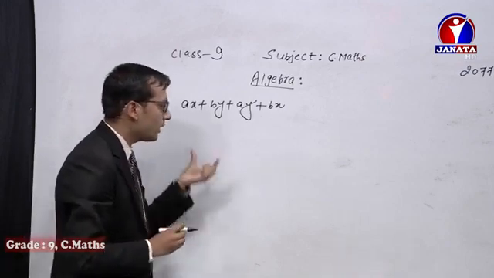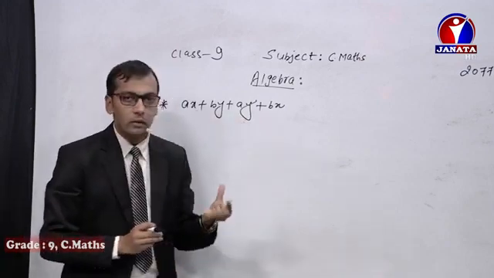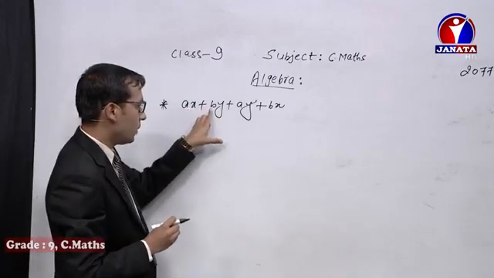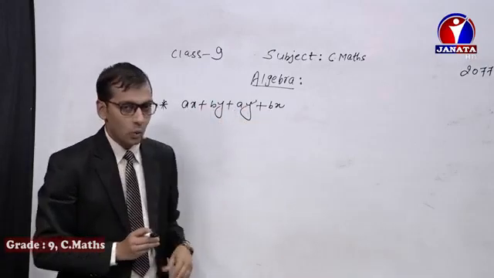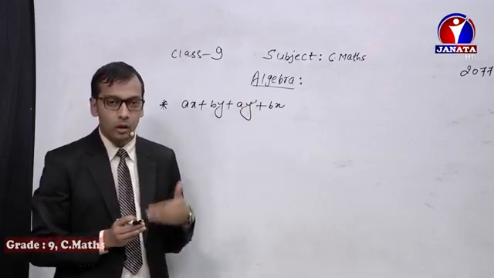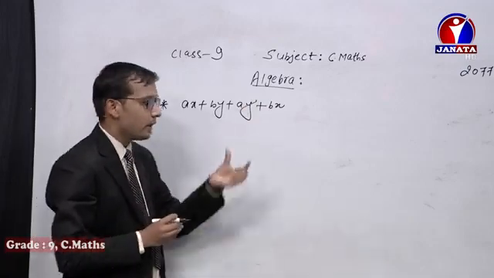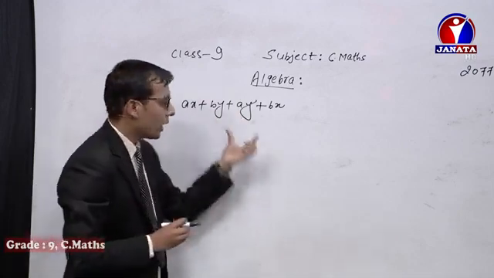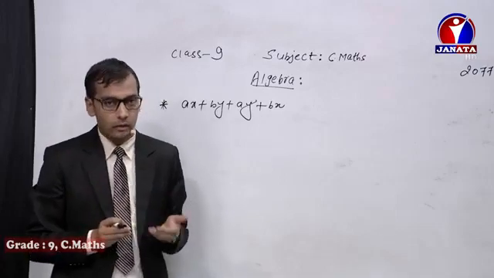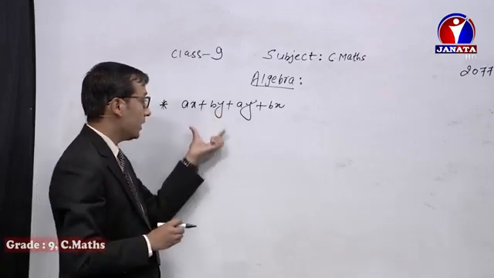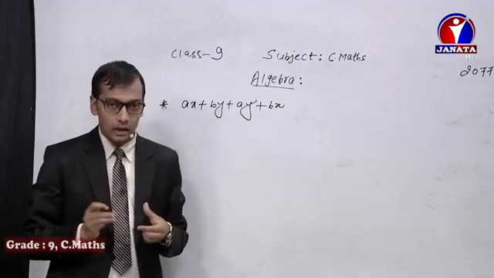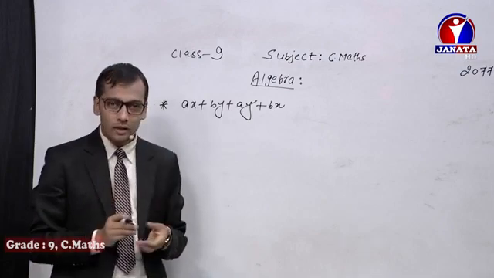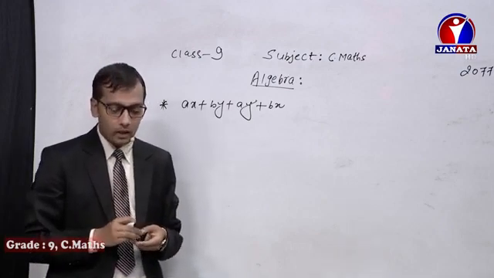So let's look at this. Is there any common number or letter? Ax plus by plus ay plus bx. One is always a common factor of any kind of expression, but here except one, none of the numbers or alphabets are common. So in this case, this expression contains 4 different terms, so we factorize this expression by grouping.